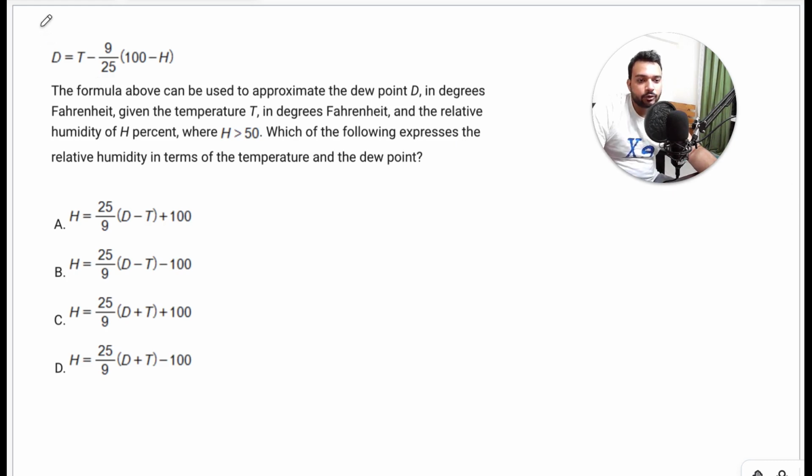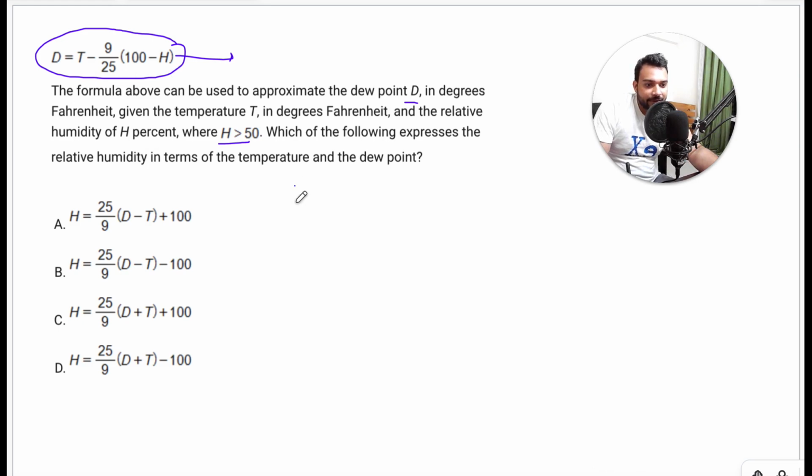Okay, so d is equal to t minus 9 over 25 times 100 minus h. The formula above can be used to approximate the dew point d in degrees Fahrenheit given the temperature T in degrees Fahrenheit and the relative humidity of H%, where H is greater than 50. Which of the following expresses the relative humidity in terms of the temperature and the dew point? Okay, a direct question on rearrangements. In the given expression, the dew point D is represented in terms of T and H, and we need to express the relative humidity H in terms of T and D.